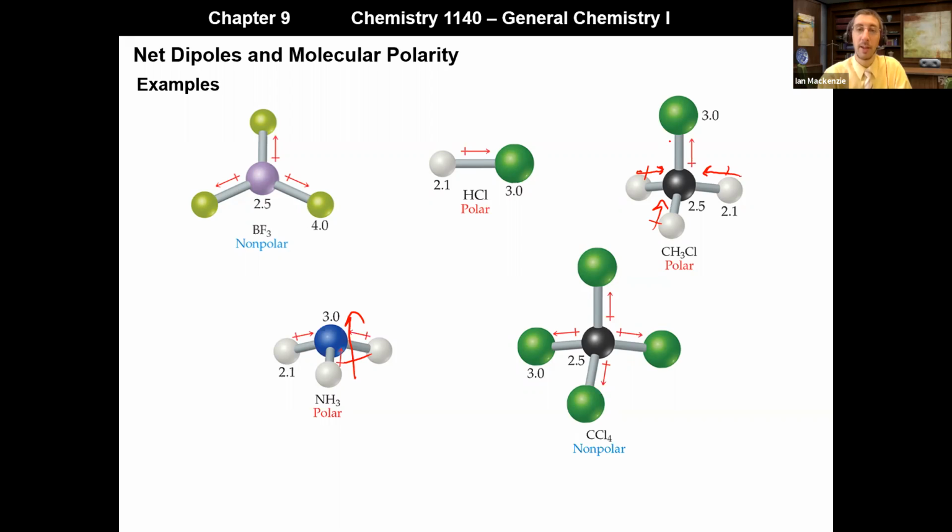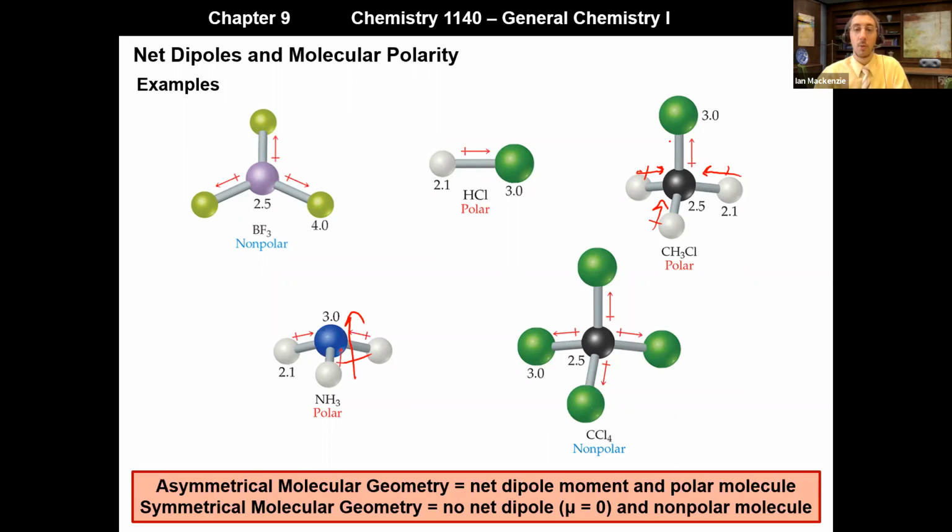So let's go through a few examples. Really, the summary before we get there is just that asymmetrical molecular geometry means that I will have a net dipole moment and that it'll be a polar molecule, providing that I have polar bonds, at least one polar bond. If I have a completely symmetrical molecular geometry, then by default, whether I have polar or non-polar bonds, I will have no net dipole moment and it will be a non-polar molecule.